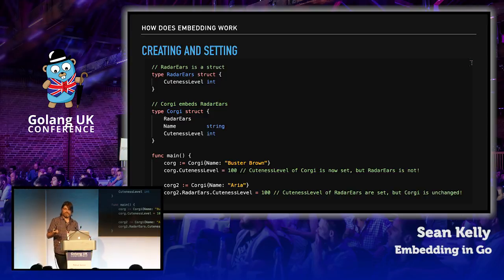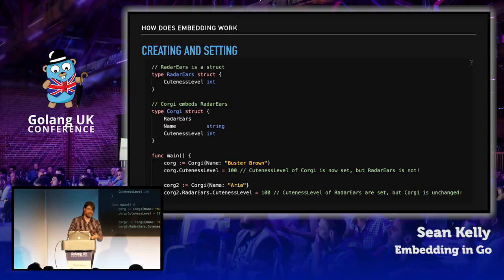And science has proven this to be true. Both have independent cuteness levels. So you can set the cuteness level of the dog's radar ears, and you can set the cuteness level of the dog itself, and they are independent. And if you were to do this in Go, and you were to create a corgi, and you were to set its cuteness level to 100, which is the highest value, which is what they all are, that cuteness level of the corgi is set, but the radar ears are not, because the shallowest depth at which you find cuteness level is the one that receives that call.